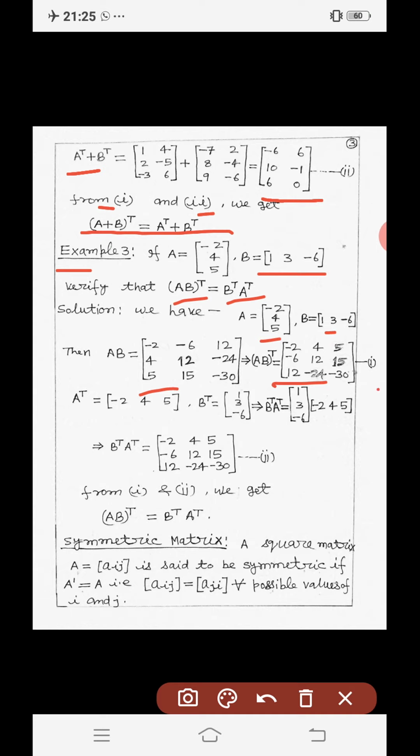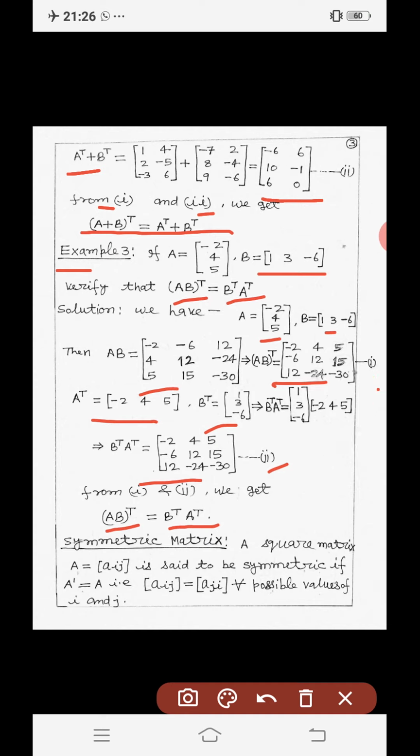Now A transpose is equal to [-2, 4, 5], B transpose is equal to [1, 3, -6], and we find B transpose A transpose equal to [-2, 4, 5; -6, 12, 15; 12, -24, -30]. This is 2. From 1 and 2 we get (AB) whole transpose is equal to B transpose A transpose.